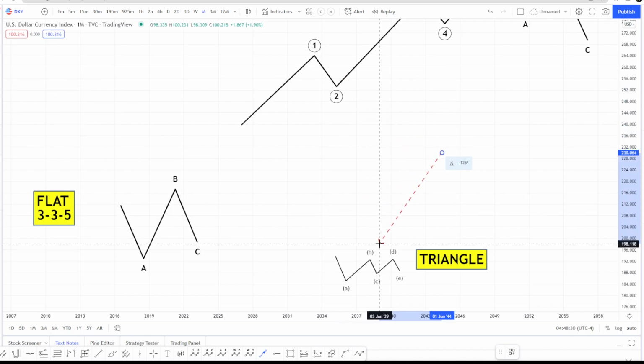So if you're looking at a presumed wave 2 and you can count a perfect triangle, which we'll cover in a short while, you're not looking at a wave 2. You're probably looking at a B wave or an X wave of a much, much more complicated pattern. Wave 2 is not allowed to be a triangle.